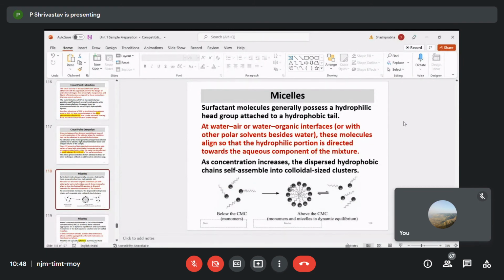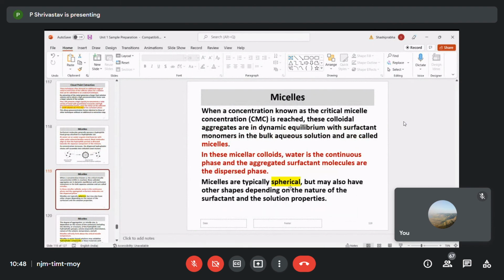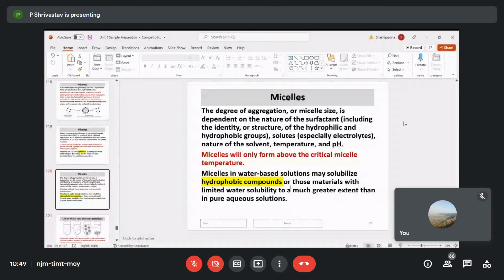So this is one of the major advantages. Then you have something like the shapes could be spherical, they may not be spherical, depending upon the structure of your surfactants. And micelles, as you know, will only form above the critical micelle temperature. So that means at a temperature, when you heat your sample, they form a distinct phase. And that temperature is also very, very critical for formation of micelles.